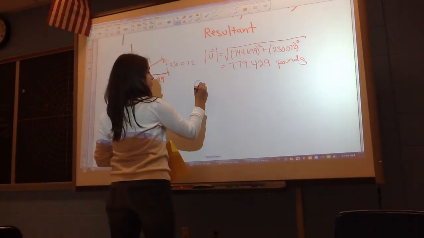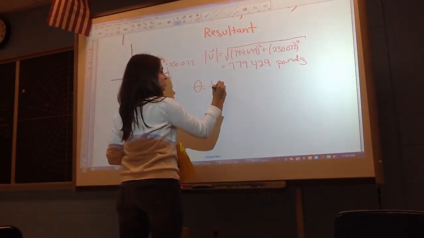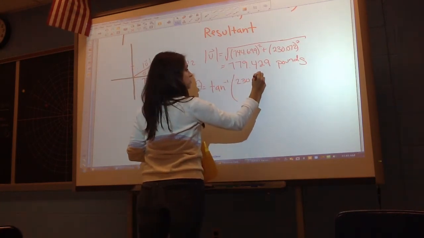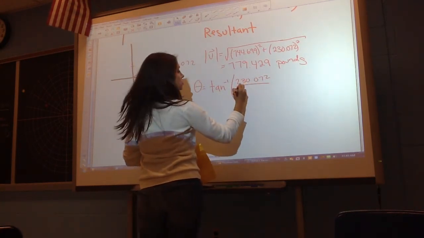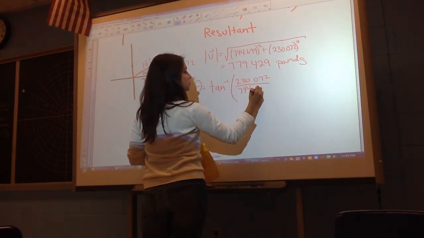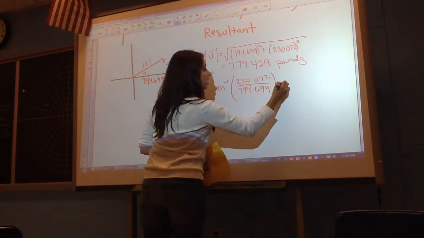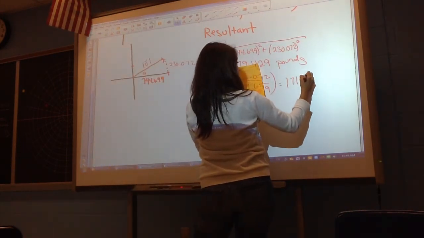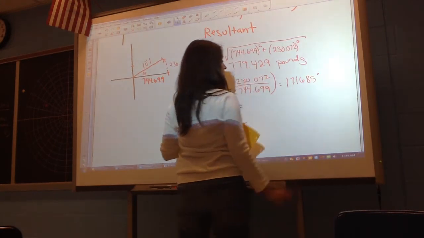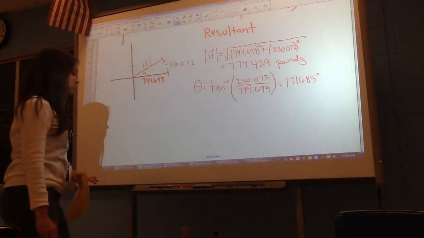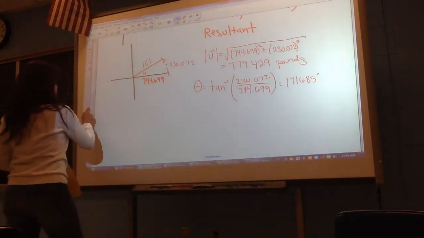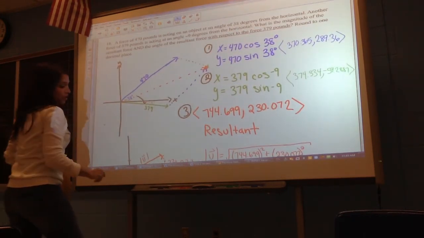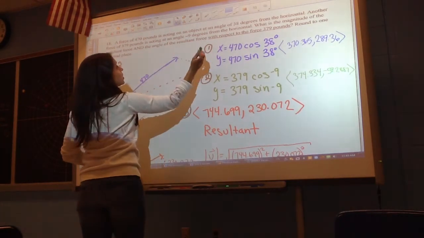So now we find out what theta is. We use inverse tangent of the vertical component over the horizontal component. That will give me a degree of 17.1685 degrees. That is not my final answer. Remember, the problem, if you go back up here, sorry, I'll come back down in just a second. The problem said, with respect to the 379 pounds. That was the green vector.